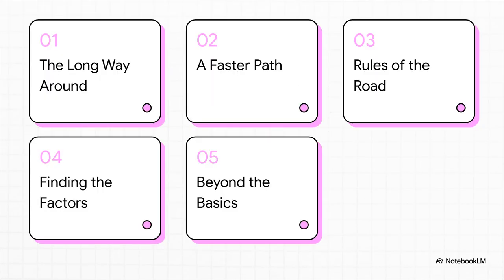All right, here's our game plan. We're going to start with the problem, the long way around. Then we'll introduce the faster path. We'll cover the all-important rules of the road, uncover its real purpose, which is finding factors, and then take a quick peek at where this all leads beyond the basics.